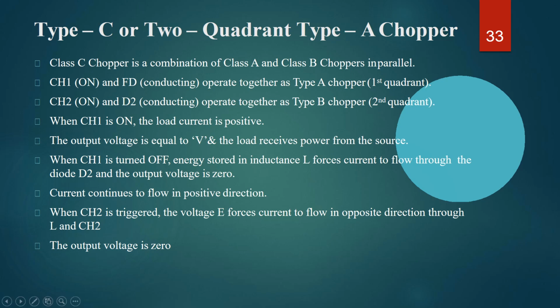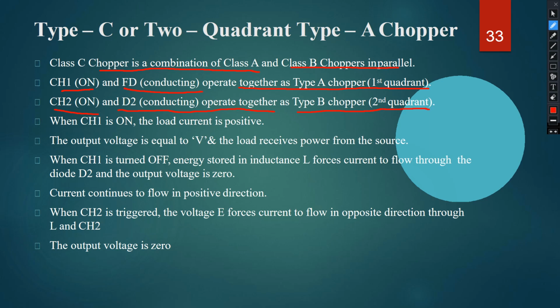Now let us describe this type of chopper. The class C chopper is a combination of class A and class B choppers in parallel. When CH1 is on and the freewheeling diode is conducting, they together operate as a type A chopper, that means first quadrant. When CH2 is on and D2 is conducting, operating together, it operates as a type B chopper, or a second quadrant operation.